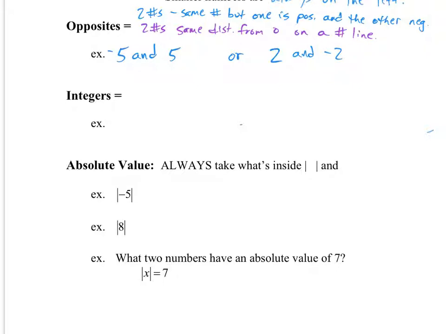And you may see a question in the book that says, what other number is the same distance away from 0 on a number line as 3? And you would say -3.